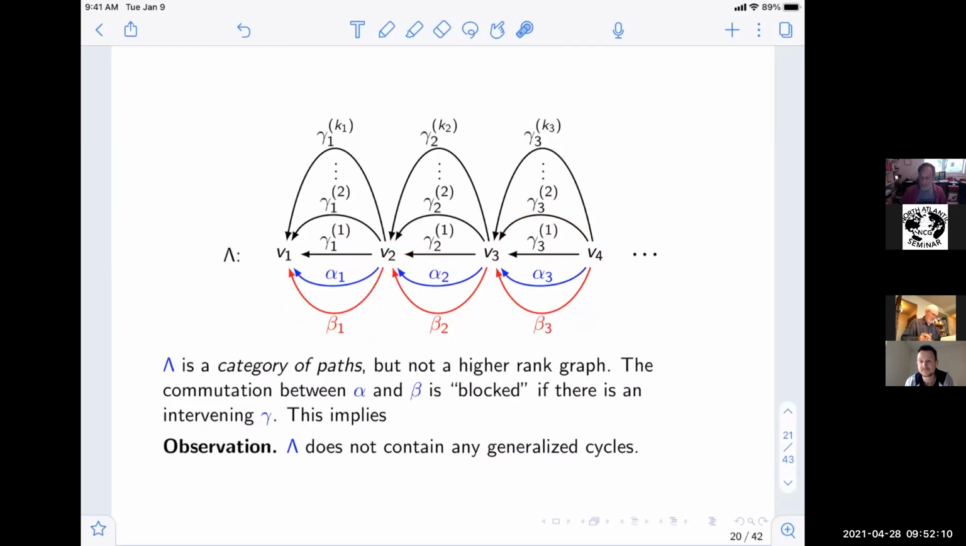And because of this, it's easy to observe that this, well, it's a category of paths, and it has no generalized cycles. So these are the examples we like to study and try to figure out what the C-star algebra is. So what's happening now is I'm going to try to show you how you build a C-star algebra from a category of paths in this explicit example.